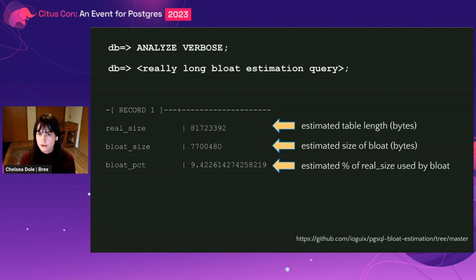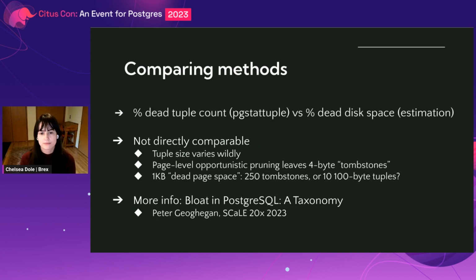Versus if you were to use the other method of an estimation query, and I've linked an example popular estimation query at the bottom of the slide, it would look something like this. You'd run analyze, and then you'd run a very long query, which, because you're a good DBA, you definitely read over in completion just to make sure it's not doing anything too crazy to your database. And it'll return to you this: your estimated table length in bytes, your estimated bloat also in bytes, and then the percentage of real size, the first row, used by bloat. In this case, your bloat percentage is 9.46.